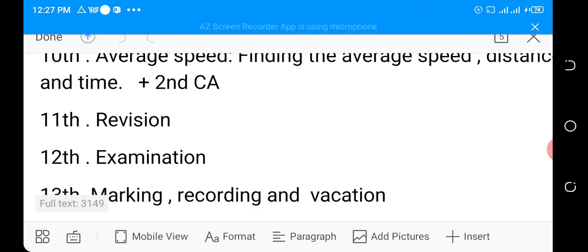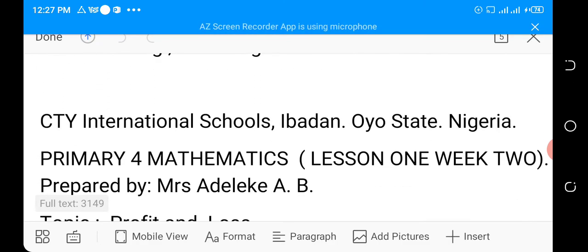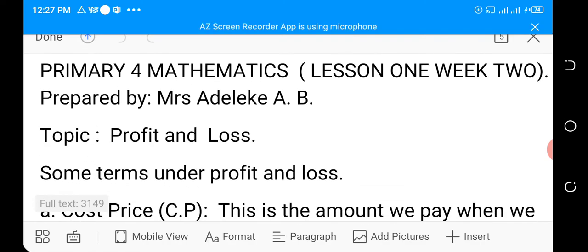So last week the topic taught was open sentences. We were able to define open sentences and we worked several examples. For today, inshallah, the topic will be profit and loss.